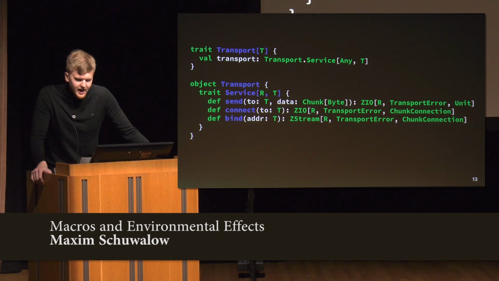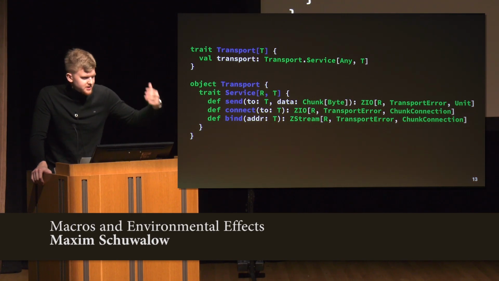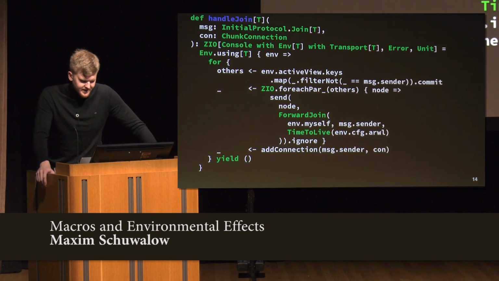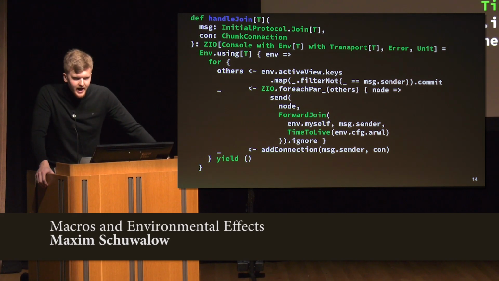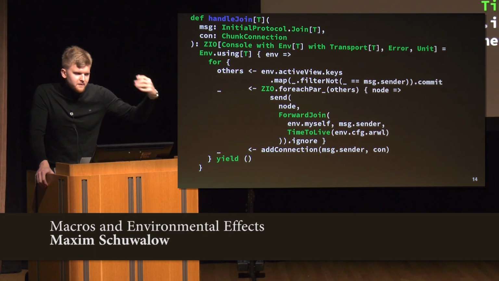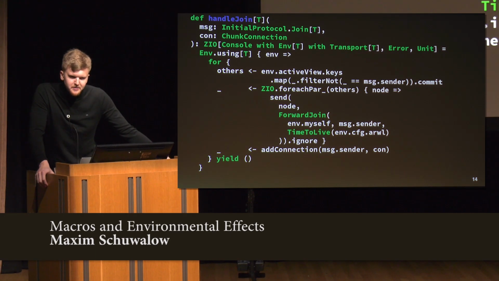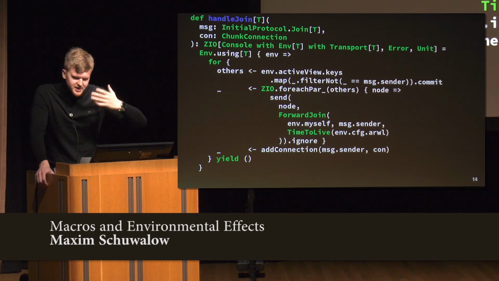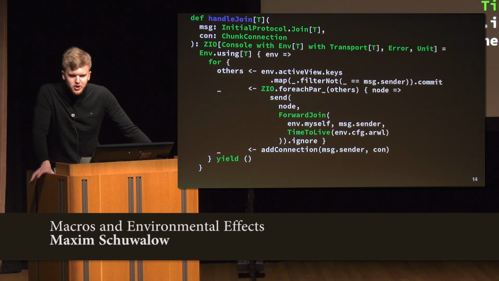And the typical function that is in this part of Keeper, or in this part of the PR, might look something like this. So we have some sort of join message that we are receiving, and we want to handle it, so to say. So we'll grab all of the nodes we know that are active from our active view and just send them a message that says, okay, somebody has requested to join us, and we'll send you a forward join message. And then we'll add the connection to our active view using add connection.